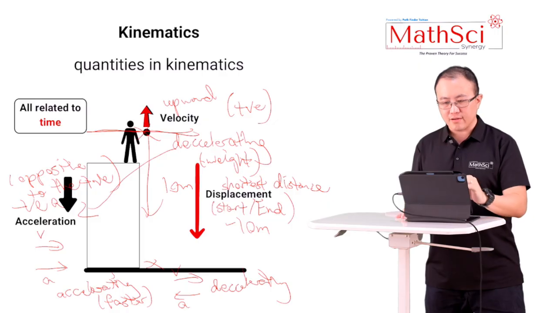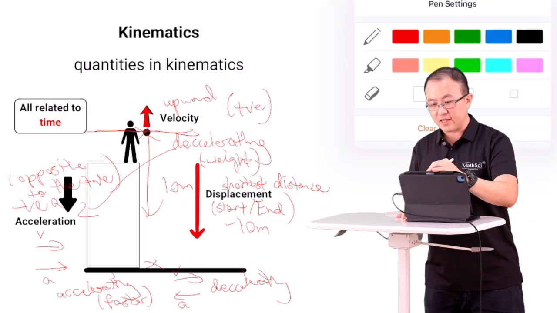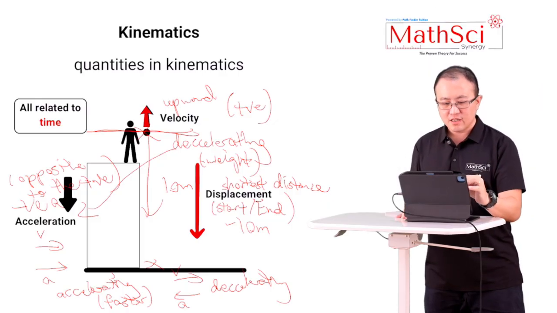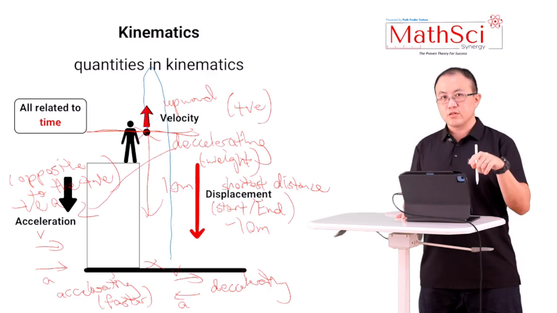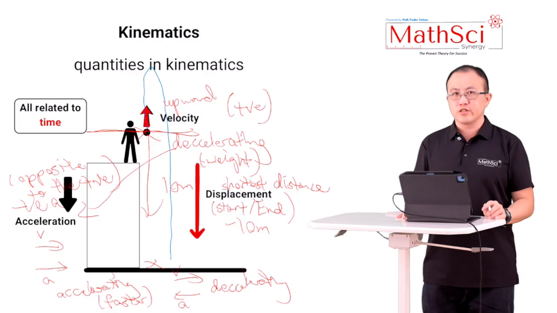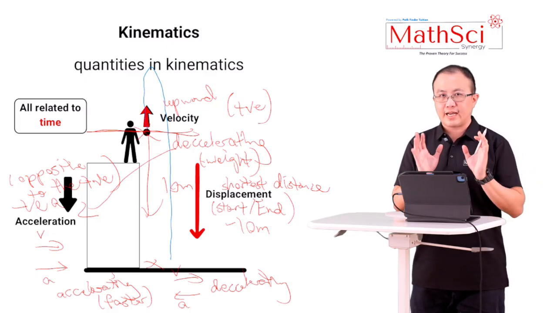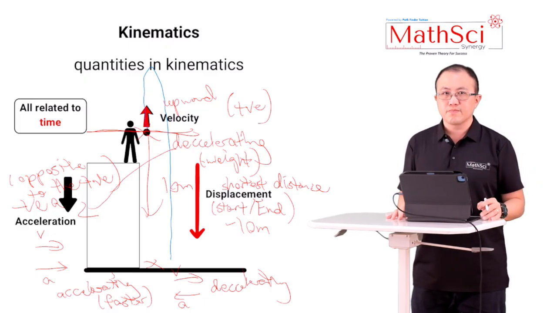But if you're talking about the case of distance traveled, I use a different color, your object will have gone up and then come back down to the bottom. So you have to take into account the entire journey that is traveled to find the actual total distance traveled.